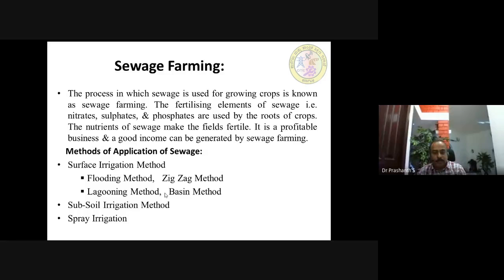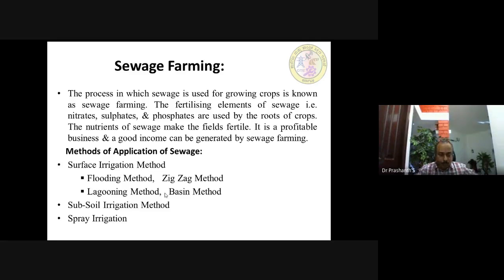And good income can be generated by sewage farming. What are the methods of application of sewage? Sewage, which is rich with these elements, instead of throwing it, definitely can be used for irrigation purposes.